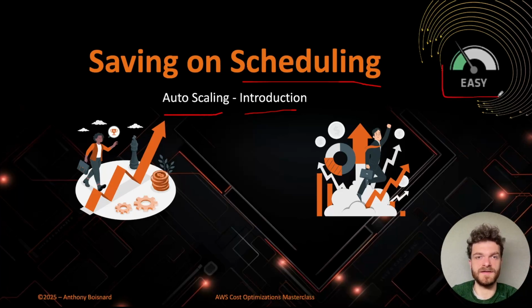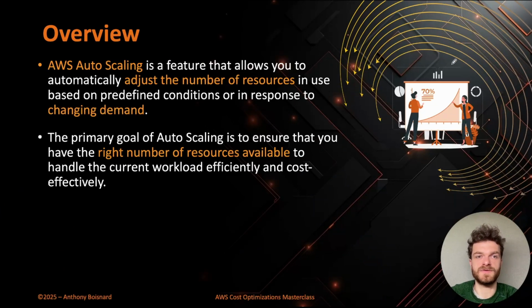So let's dive in. First, AWS auto-scaling is a feature that allows you to automatically adjust the number of resources in use based on predefined conditions or in response to changing demand. The primary goal of auto-scaling is to ensure that you have the right number of resources available to handle the current workload efficiently and cost effectively.